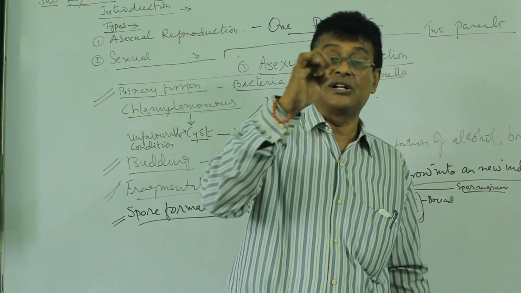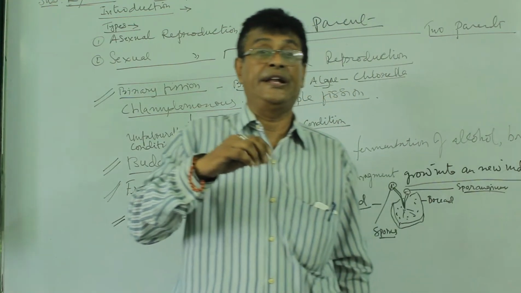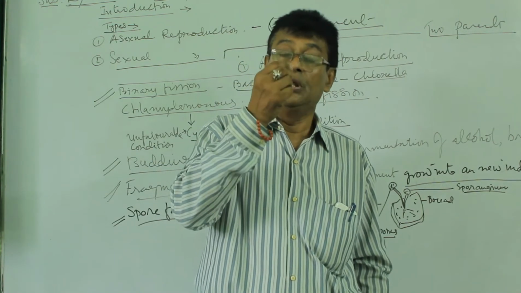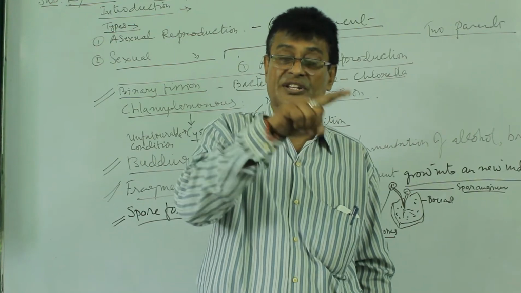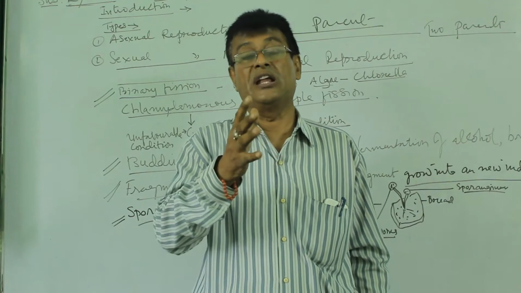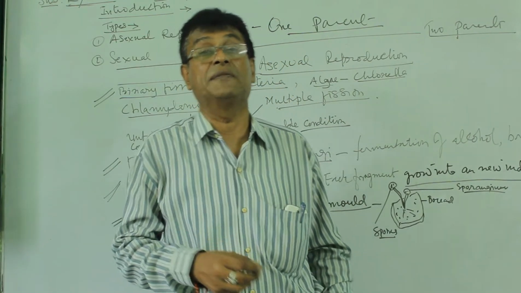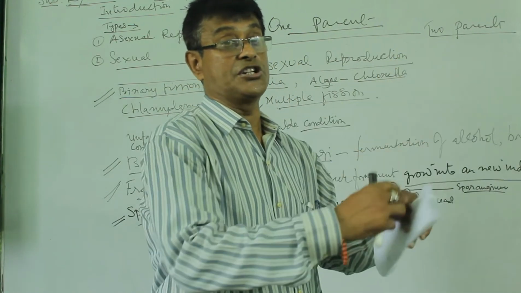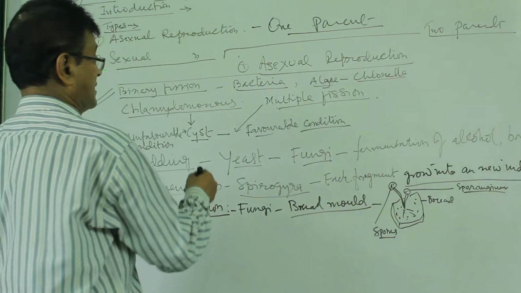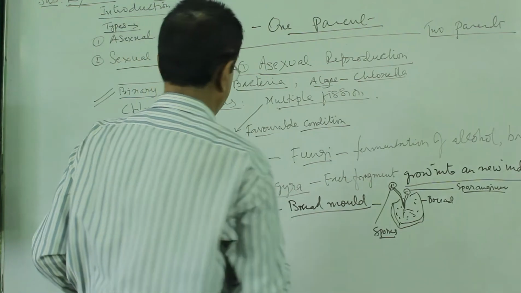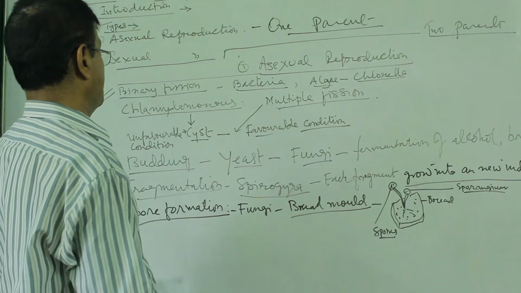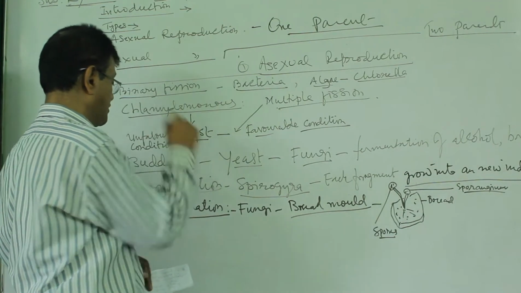When favorable conditions come, they never come out as a single one. There was one which made the cyst, but inside it, it has already divided into numerous cells. That is called multiple fission. In favorable condition, the cyst breaks and they come out. That is how they do multiple fission, definitely in the favorable condition, after cyst formation in unfavorable condition.